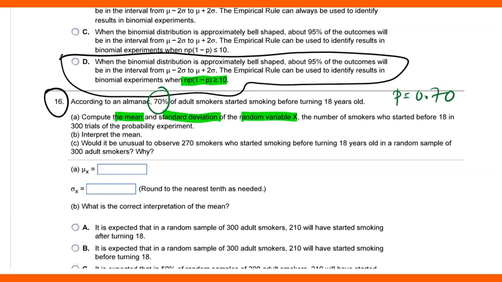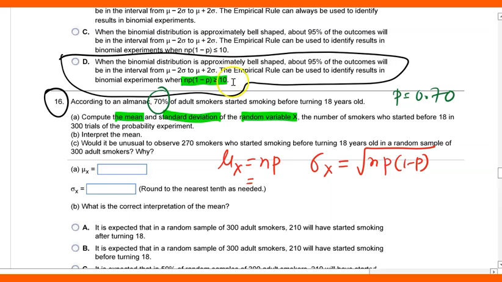Here is the formula for the mean: mu of x equals n times p. And let me write sigma of x. The standard deviation is the square root of n times p times 1 minus p. These are the formulas for the mean and standard deviation of a binomial random variable. This is the mean and this is the standard deviation of the binomial random variable x.